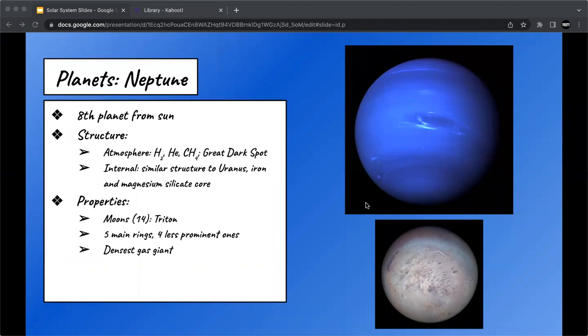Does Neptune have 14 moons? It has 14 like known moons. So there's likely many more that we haven't found. Why is Earth called the blue planet and not Neptune? Neptune is much more than blue. I'm not sure. Probably, yeah, I'm not too sure.